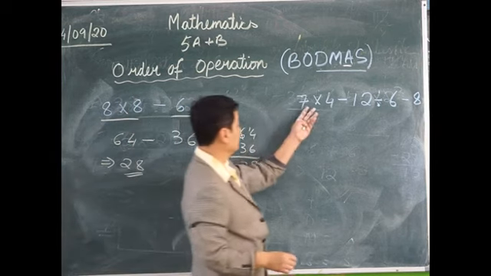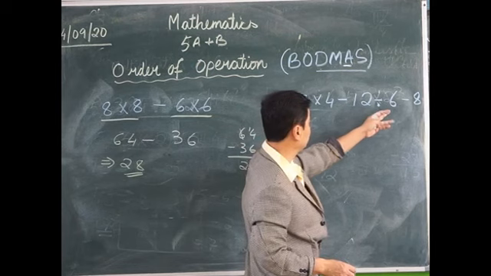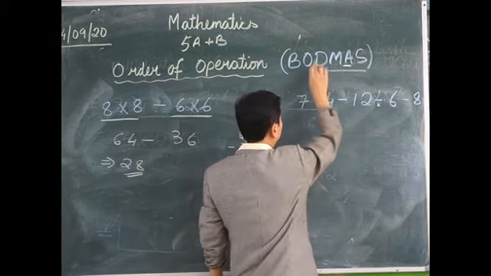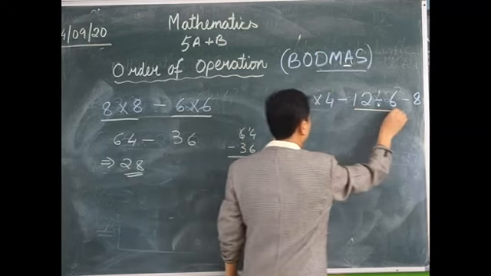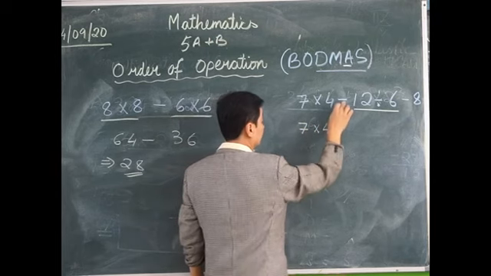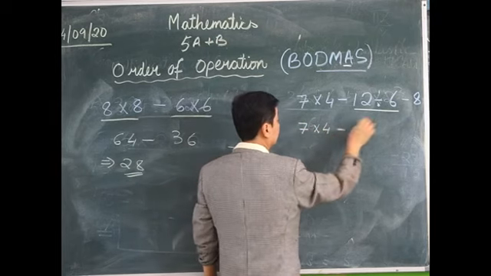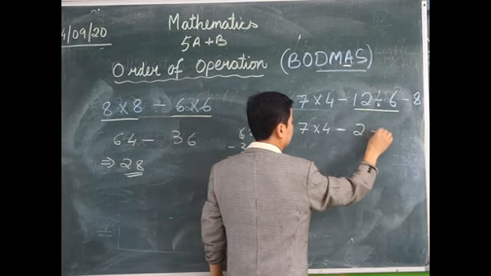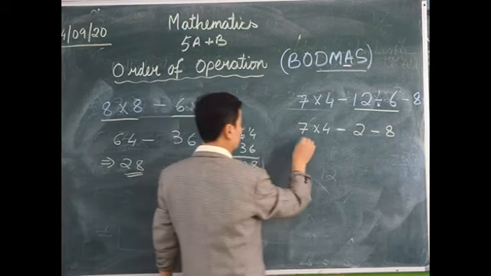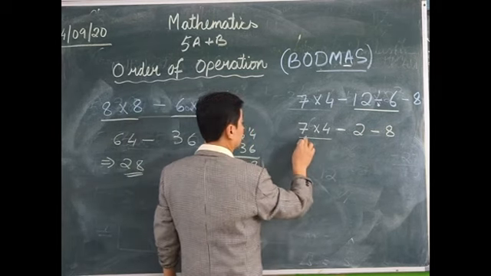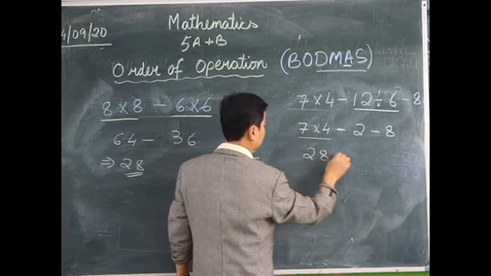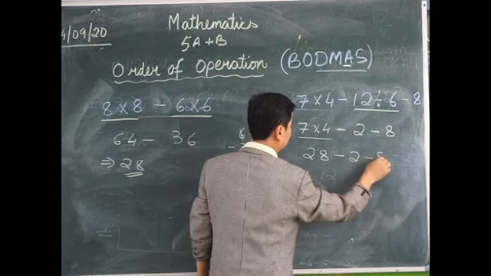Now again, 7 into 4 minus 12 divided by 6 minus 8. So what do we do first? Multiplication or division? We must do division first. So underline. So we write 7, same sum, write the same sign. 6 goes into 12, 2 times, minus 8. Now what must we do? We must multiply. 7 4s are 28, minus 2, minus 8.